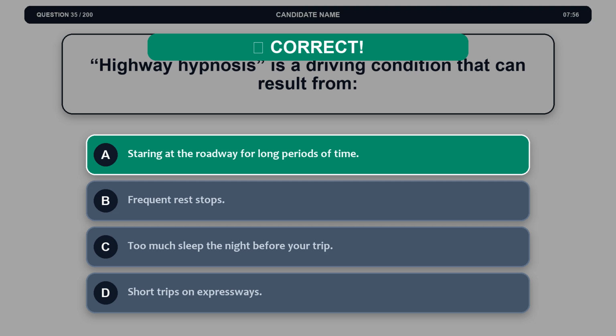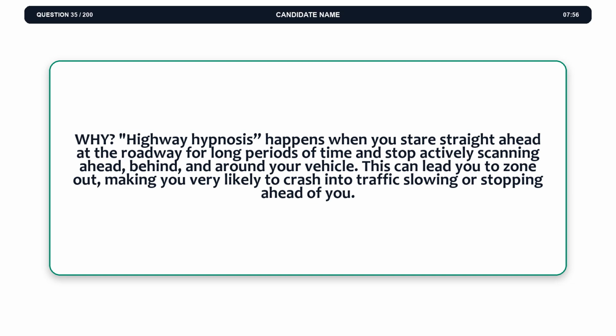The correct answer is option A, staring at the roadway for long periods of time. Explanation: highway hypnosis happens when you stare straight ahead at the roadway for long periods of time and stop actively scanning ahead, behind, and around your vehicle. This can lead you to zone out, making you very likely to crash into traffic slowing or stopping ahead of you.